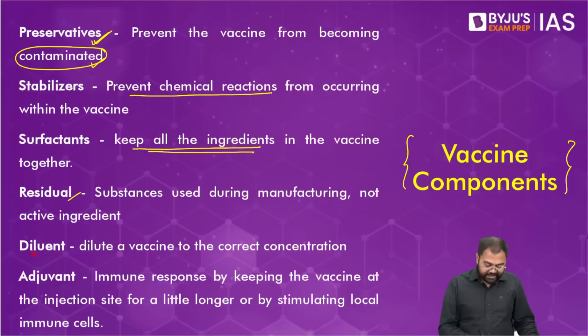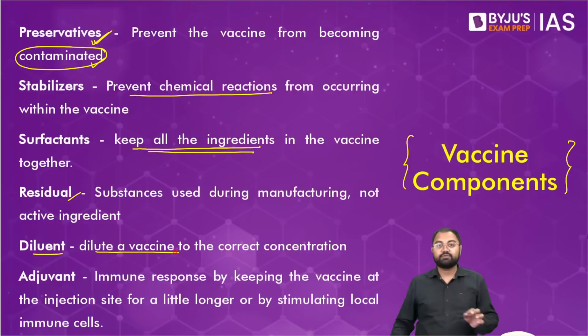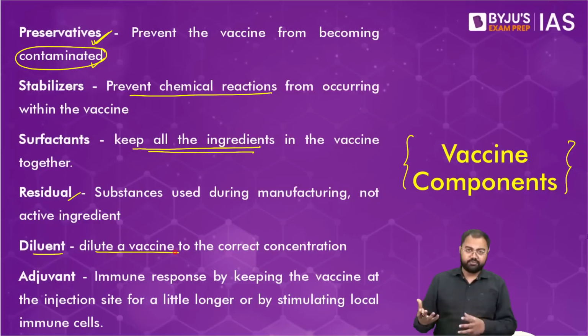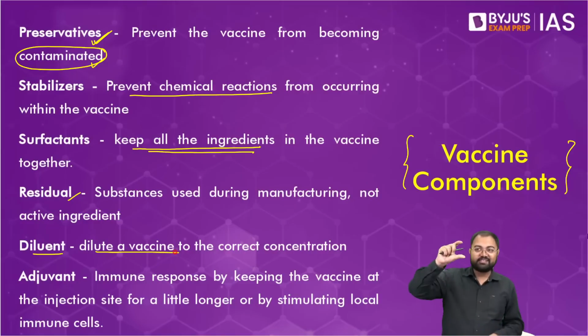Then we have the diluent. So diluent will help in diluting the vaccine to a correct concentration. It will be like water, for example. You might have seen that vaccines are liquid in state in most of the cases, correct? So why are they liquid?